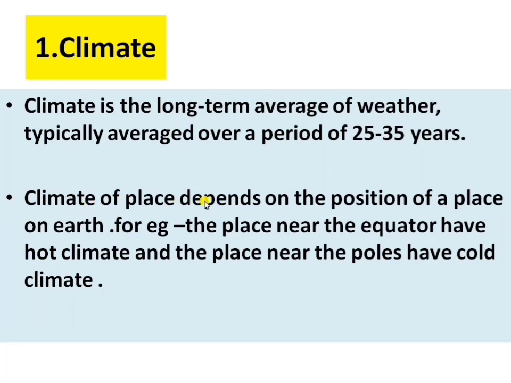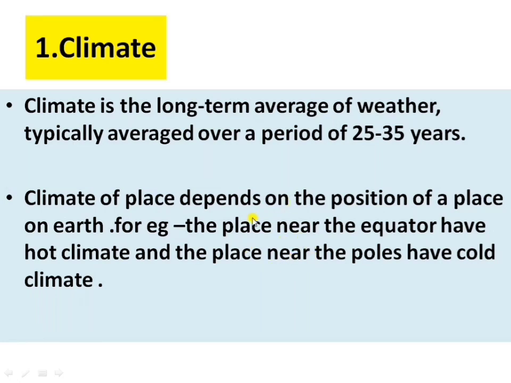The climate of a place depends on the position of the place on the earth. For example, places near the equator have a hot climate and places near the poles have a cold climate. Now, you might be thinking why it is hotter near the equator and colder near the poles? Because the equator is close to the sun and the sun's rays hit the earth's surface at a higher angle at the equator.